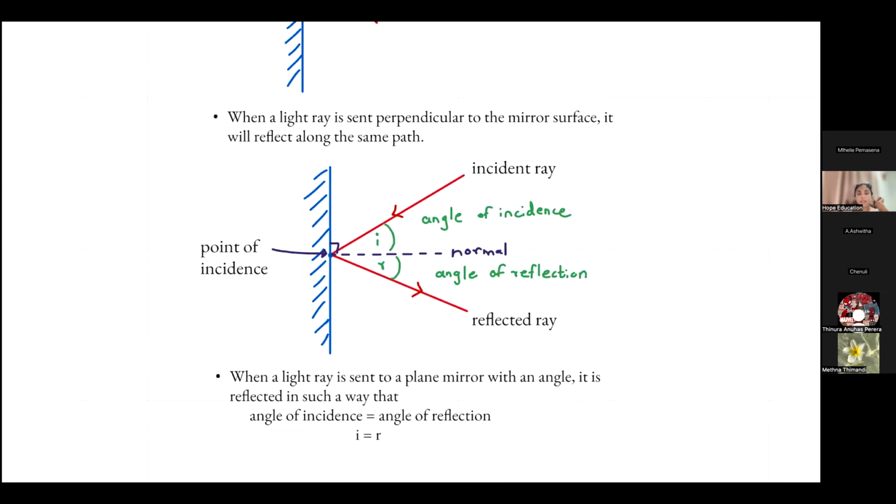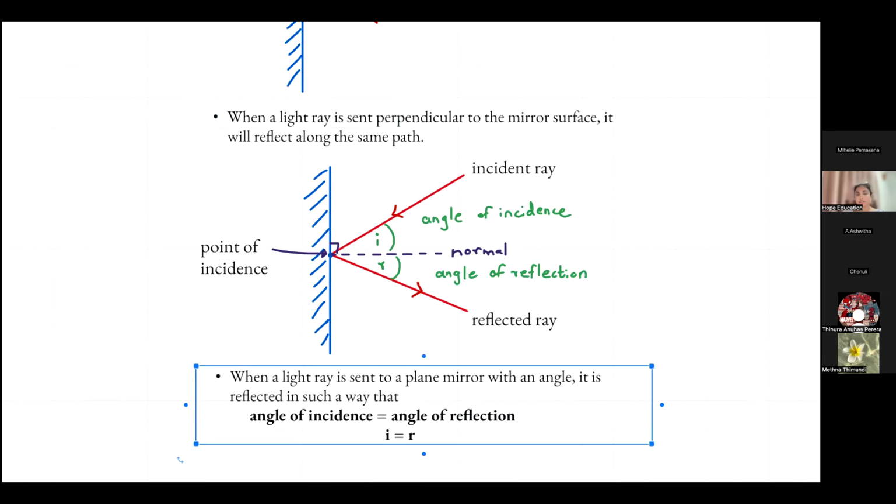Here, one point that I wrote is that in reflection, the angle of incidence and angle of reflection are equal. We will talk about this more in a bit, but just write it here as well. Quickly write this note.